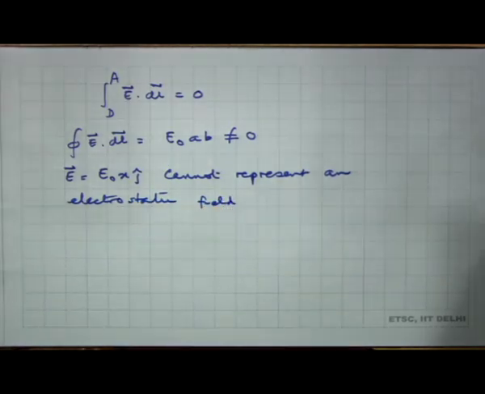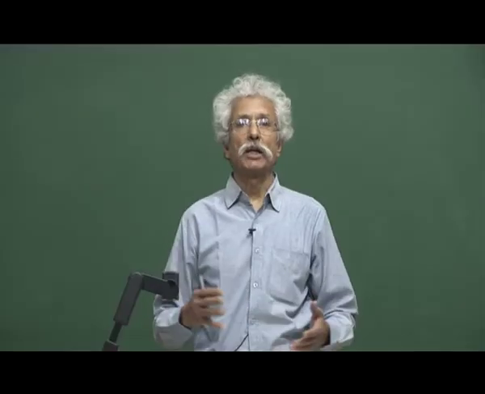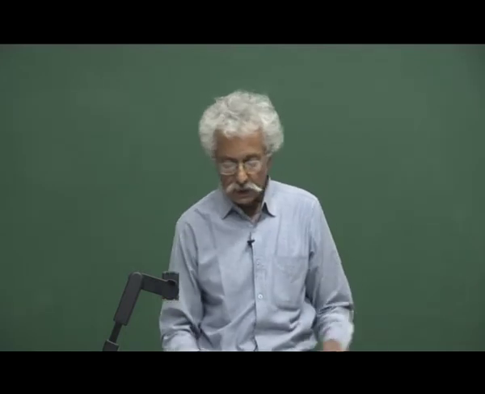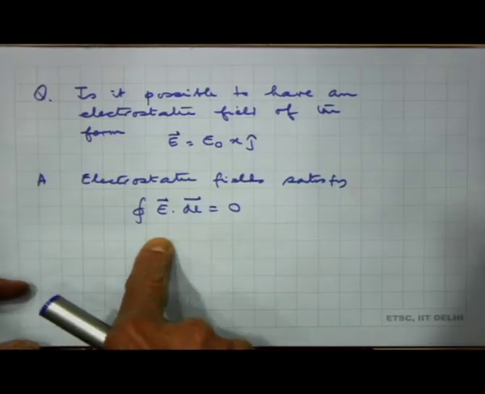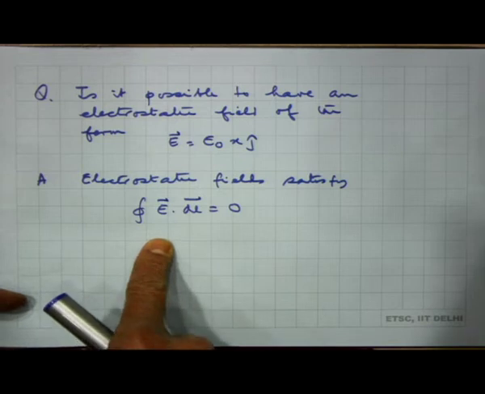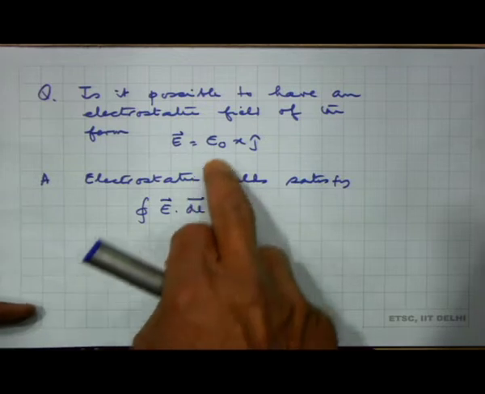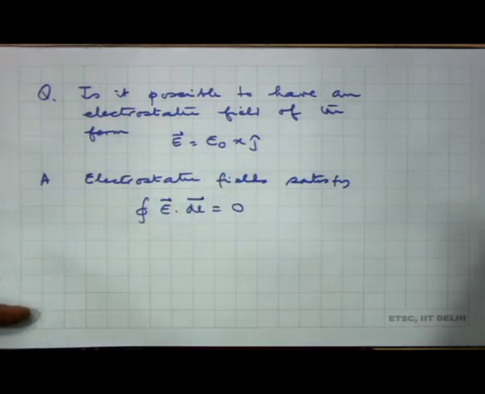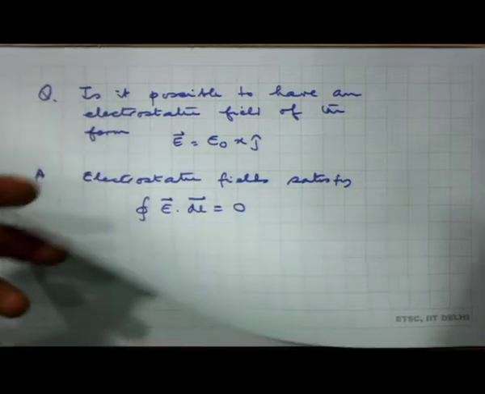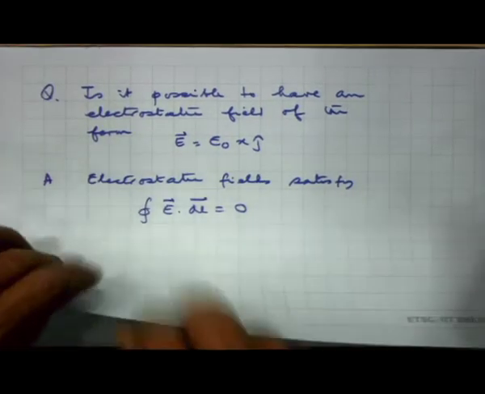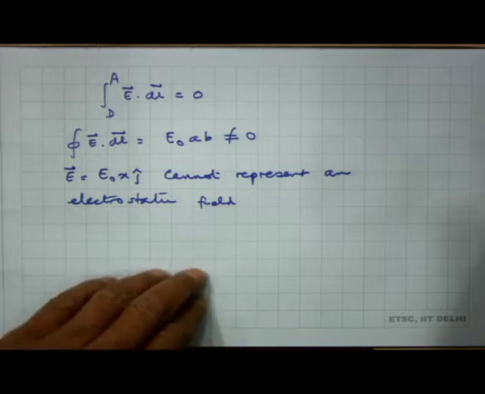So, please remember, not all vector fields can represent electrostatic fields. Only those vector fields for which integral E dot dl over a closed path is equal to 0 will represent electrostatic fields. So, the way to check is, given a vector field like this, I take a suitable path of integration, and if I find this integral to be non-zero, that means this vector field cannot represent an electrostatic field.